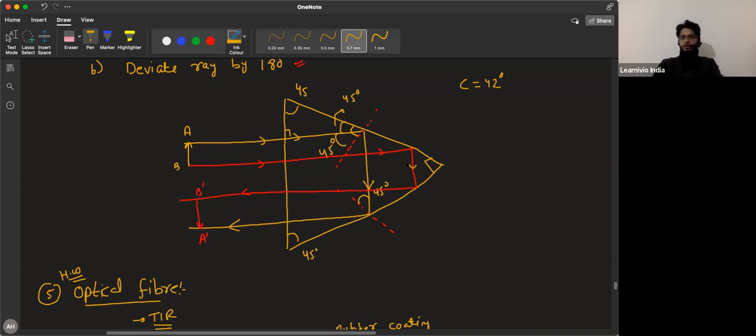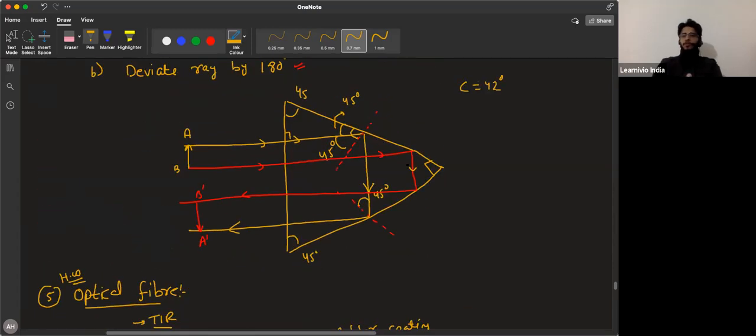Done, sir. Everyone written? Yes, sir. Now the next is optical fiber. Before optical fiber, let's discuss the normal copper wire. Everyone has used those wired telephones, not mobile phones, wired telephones.